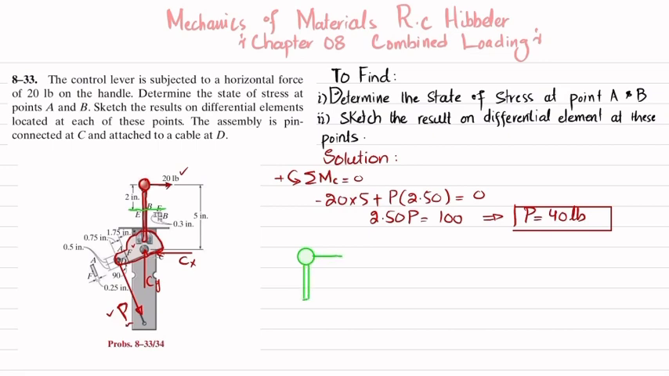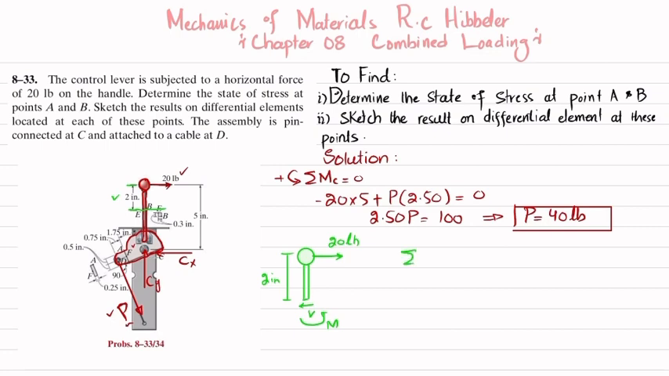So the horizontal force is 20 pounds. Distance is shown as 2 inch. So from here the distance is 2 inch. And when you cut it, you will be having a shear force V, and you will be having a moment which will be in this direction. So we will find this moment and shear force.